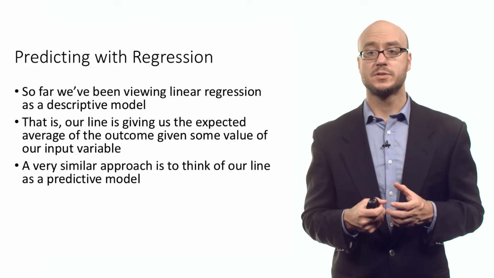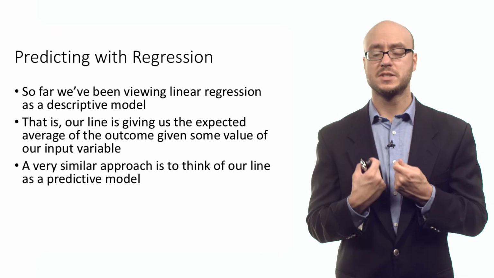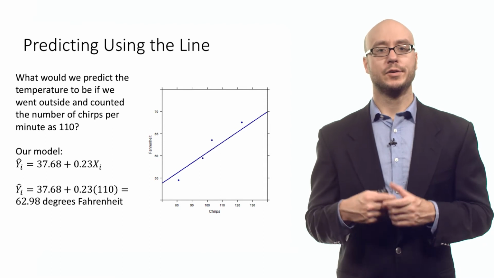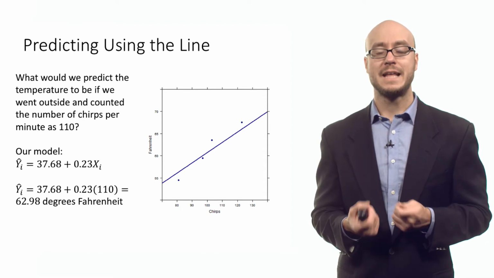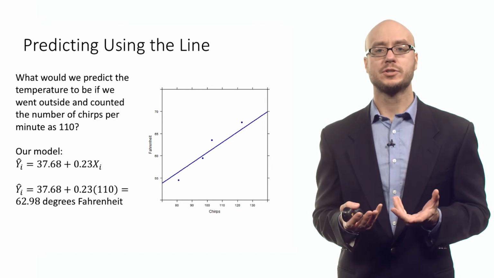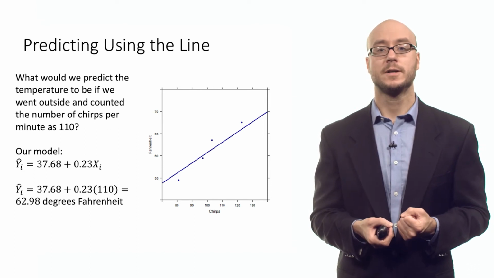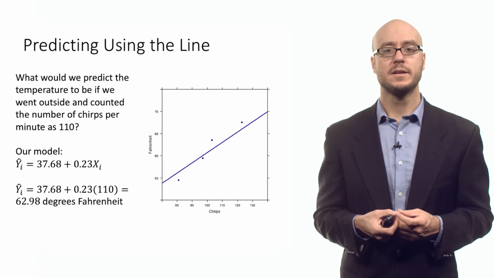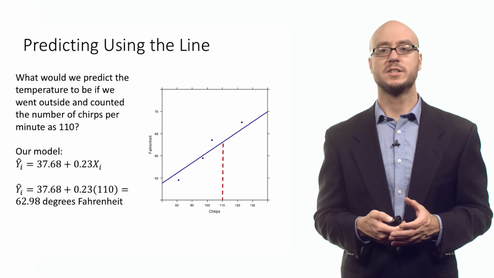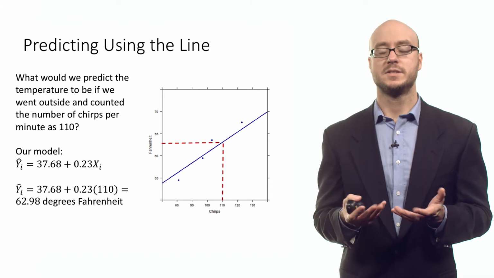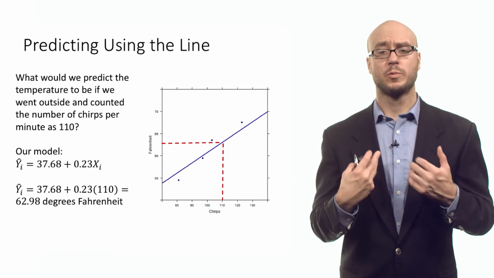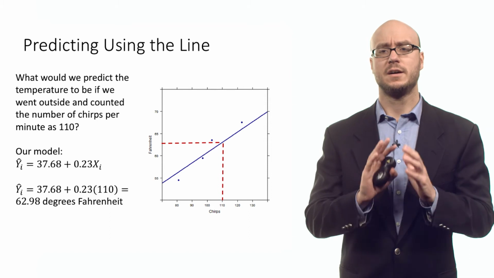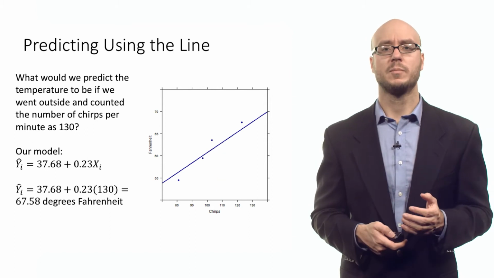That's because you can think of this regression line as a predictive model. So if you were to go outside and count the number of cricket chirps per minute to be 110, what would you predict the temperature to be? Well, we can just use this model. In this case, if the number of cricket chirps per minute is 110, then the temperature outside is about 63 degrees Fahrenheit. This is seen in this graph. You can see that we're really just using the regression model the same way as before, but we're using it in a new context when we talk about prediction.